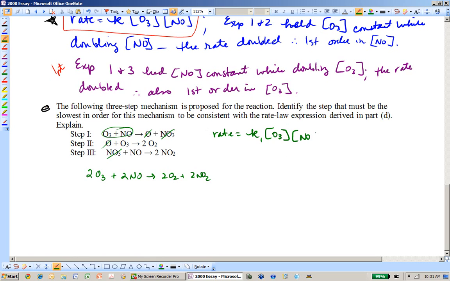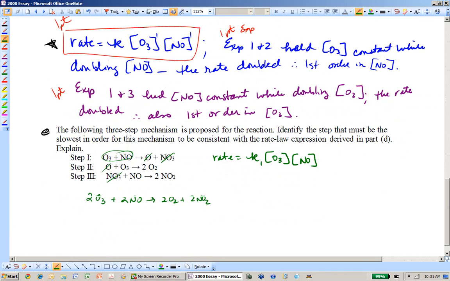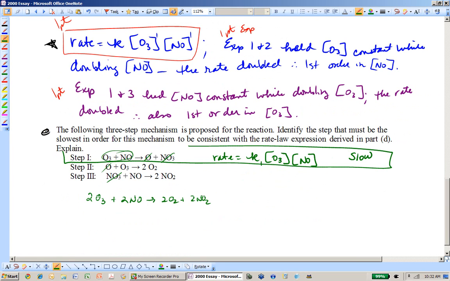And NO. Or I don't know if it's the real K or not yet. I haven't determined that. Well, at this point, I've actually regenerated, just with step 1, my experimentally determined rate law. So that is the slowest step, the rate determining step. So this is my slow step. And they want me to explain.